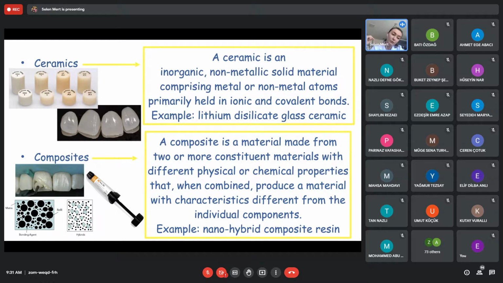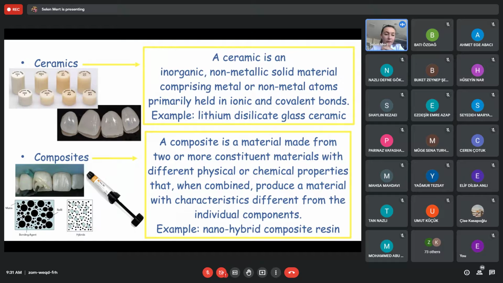On the left one, you see that there is a matrix, there is a filler, which is particles, and there is a bonding agent. These three different types of material layers come together, and you see that they make a hybrid composite material. With these hybrid composite materials, an example that may be given is nanohybrid composite resins. You will learn during later lectures of this course.